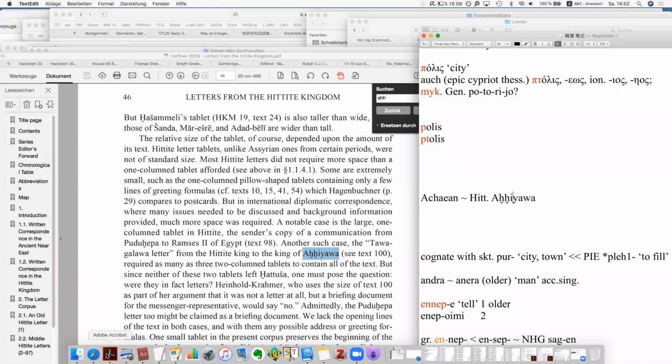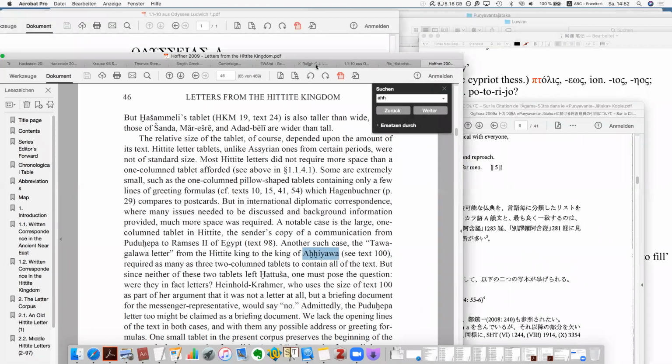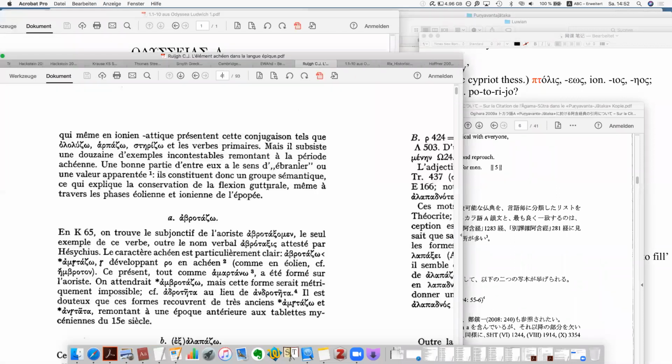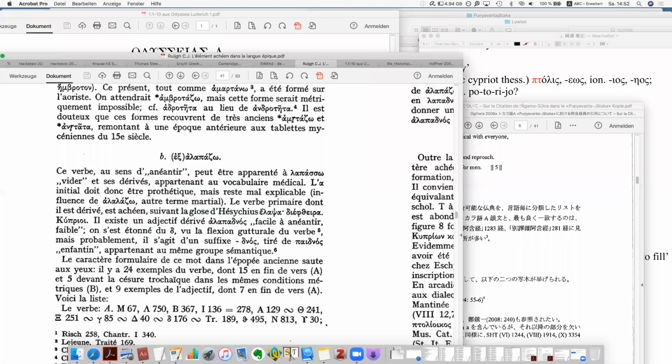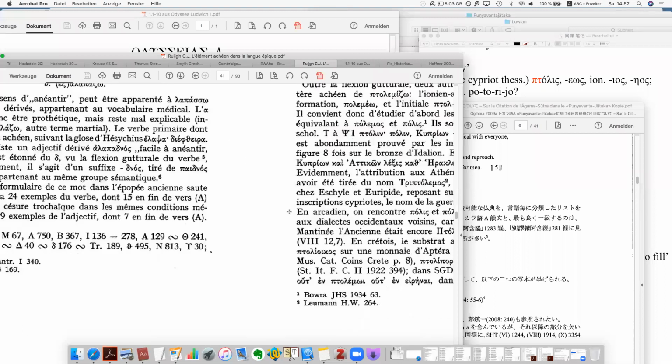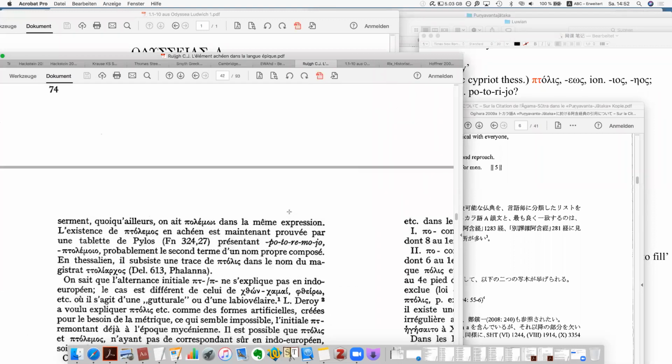So based on this, the explanation of Heubeck is that, so this word, yeah, he discussed this word. So this word, we can just jump to his conclusion.